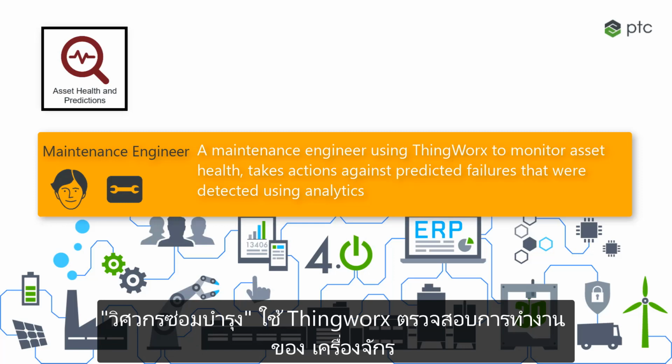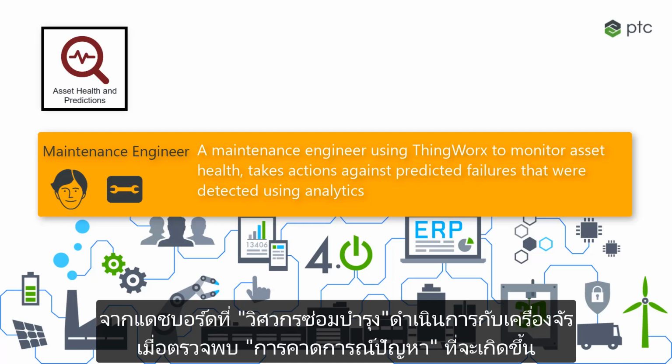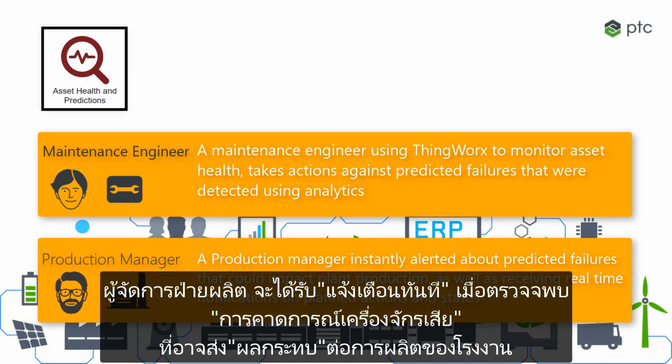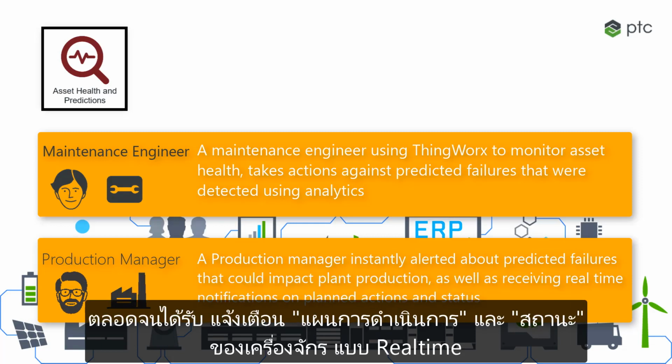A maintenance engineer using ThingWorx to monitor asset health takes actions against predicted failures that were detected using analytics, all from one easy-to-use dashboard. A production manager instantly alerted about predicted failures that could impact plant production, as well as receiving real-time notifications on planned actions and status.